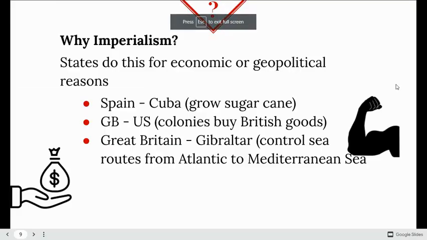And the question is, why do countries do this? It says countries do this for either economic reasons or geopolitical reasons. Economic reasons has to do with business and money. So the first example down below, Spain controlled Cuba. Cuba was a colony of Spain. And the reason Spain wanted to control Cuba was because they had sugar cane, and that was a big ticket item, a way to make a lot of money in that period.